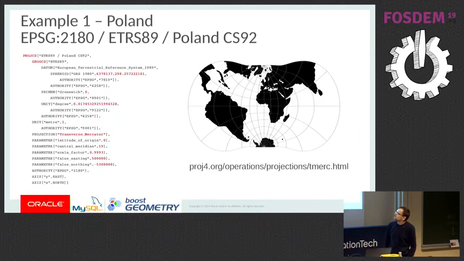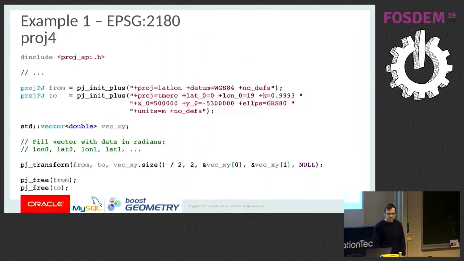In degrees, and these coordinates are projected using transverse Mercator projection, which is something like this. If we project the whole world, this is how it's done in C++, because I'm using vector in Proj.4. So we are creating two projections.